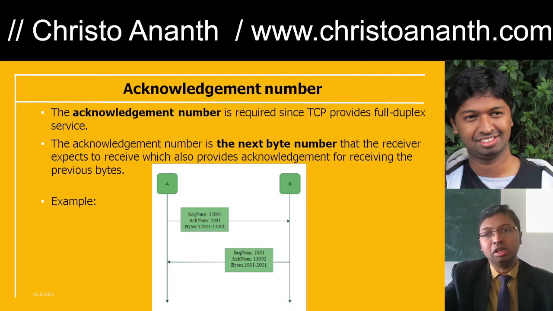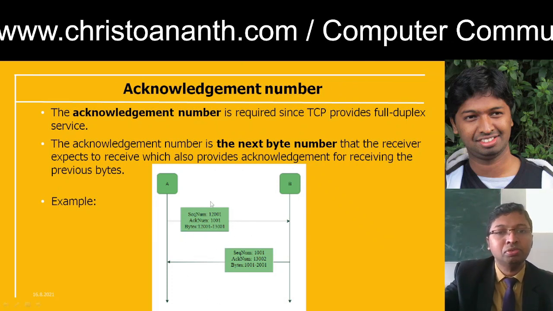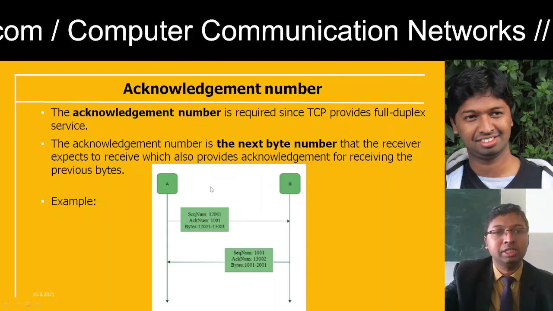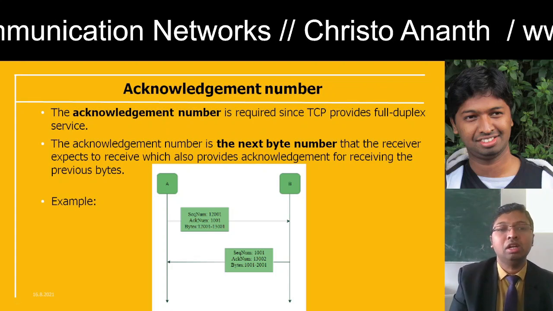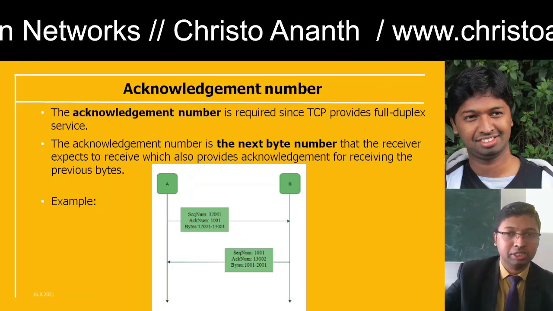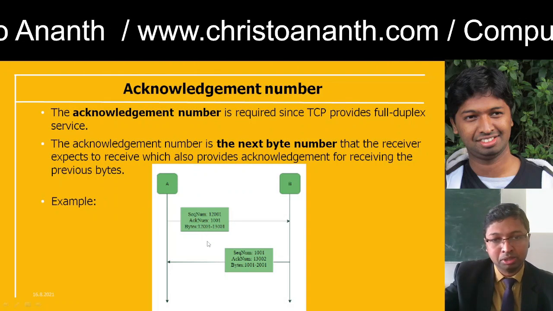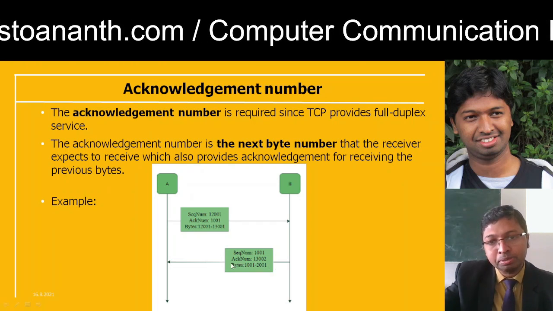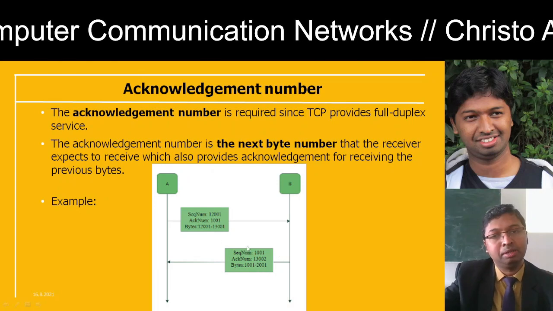And then you'll have the acknowledgement number. So this is actually required when TCP is providing the full duplex service. Here the acknowledgement number is the next byte number that the receiver is going to receive, which also provides acknowledgement for receiving the previous bytes. For example, from A to B, we will have sequence number, acknowledgement number, byte number. And similarly, in reception, you will be getting a sequence number, acknowledgement number, and byte number from B.